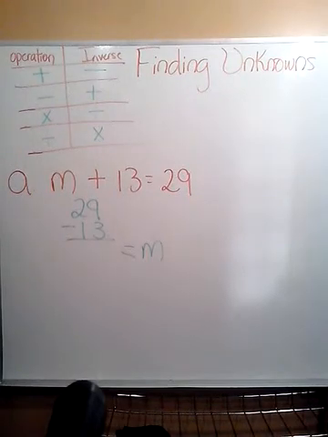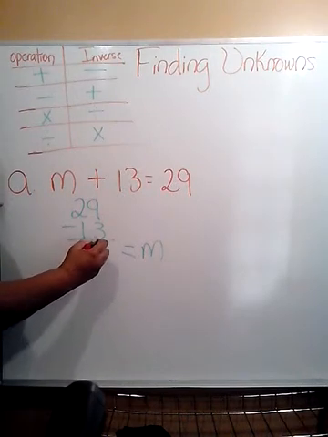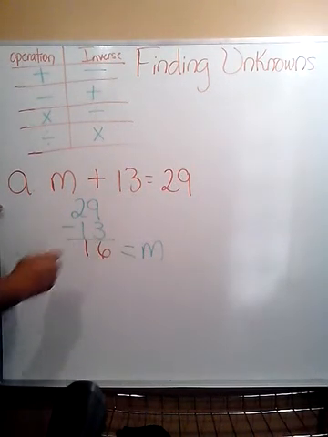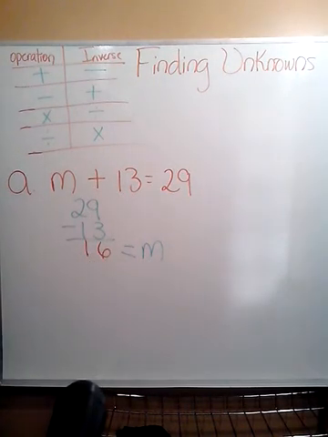Okay, so let's figure this out. What is 9 minus 3? 6. 2 minus 1 is 1. So M is equal to 16.